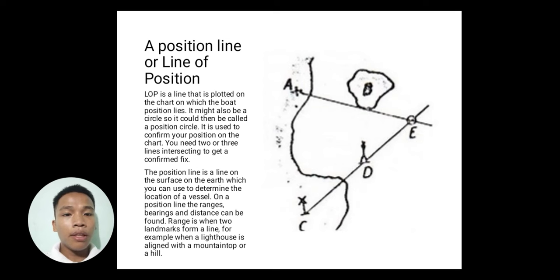The position line is a line on the surface of the earth which you can use to determine the location of a vessel. On a position line, the ranges, bearings and distance can be found. Range is when two landmarks form a line, for example when a lighthouse is aligned with a mountaintop or a hill. Like this picture is an example.